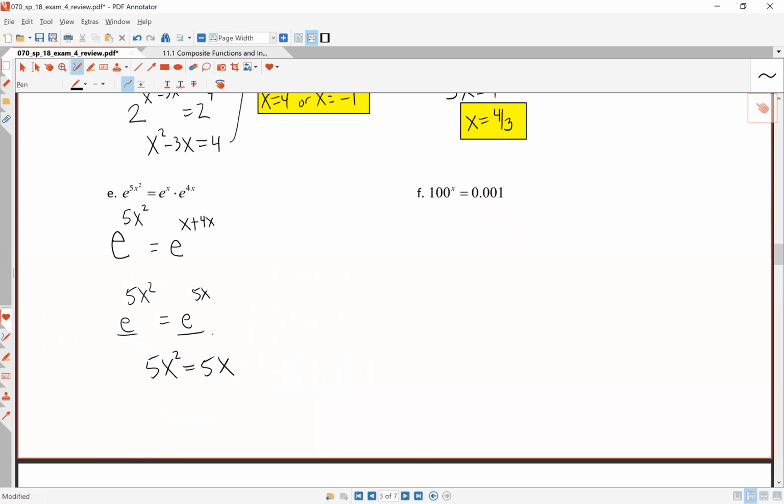That's our quadratic equation. We get 0 on one side, and we factor. We factor out the 5x, and we're left with x minus 1. So we have 5x equals 0, or x minus 1 equals 0. If 5x equals 0, that says x is equal to 0. And if x minus 1 is equal to 0, it says x is equal to 1.